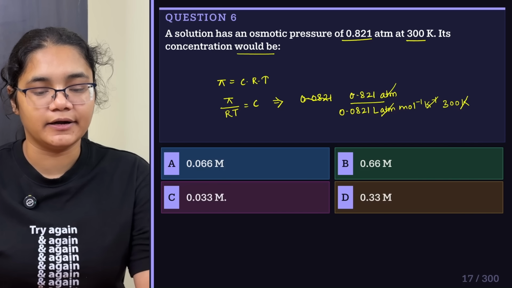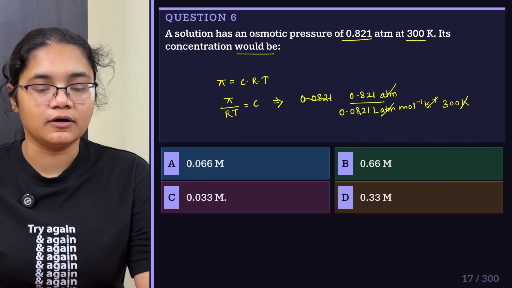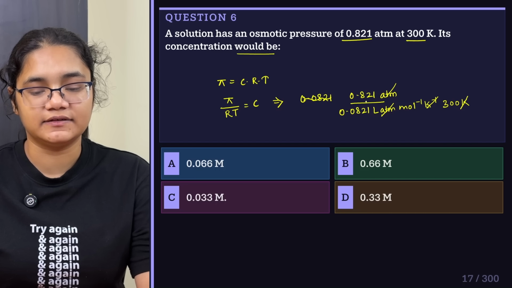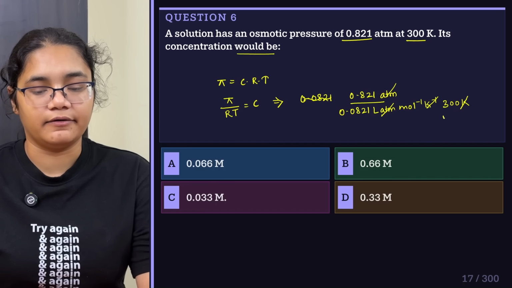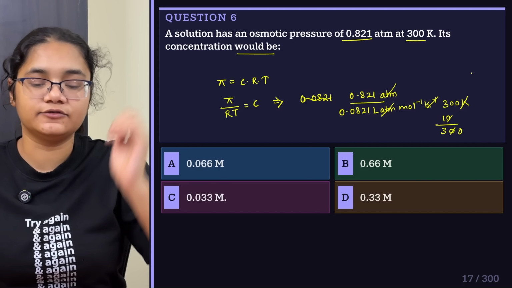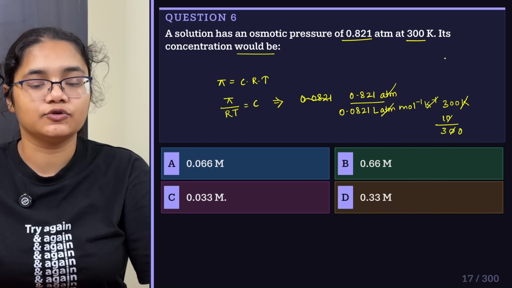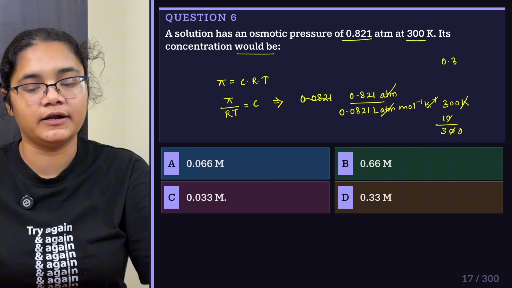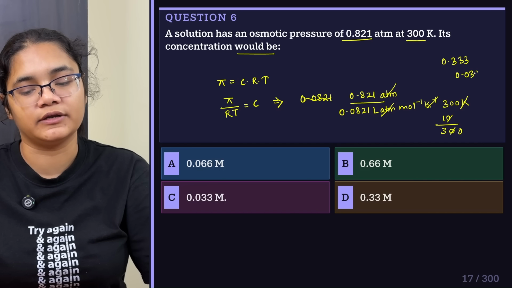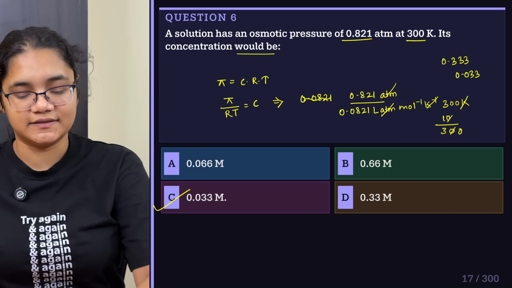which is the unit of molarity. Now if you see this one, 0.821 by 3 zeros, so I will get this one as 10, right? 10 and 300, 10 by 300, so 1 zero I can cancel here, so again I will have 1 by 30. So 1 by 3 if you see is 0.333, and then again divided by 10, so I'll get 0.03 something, which is option number C here.